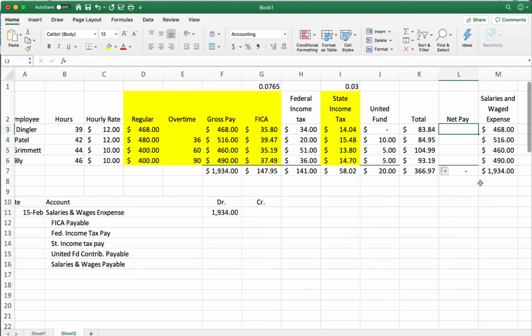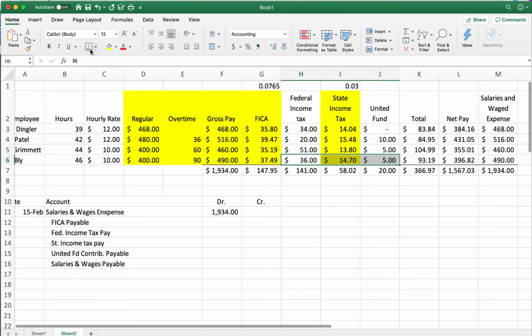All right. Now I got to figure out the net pay. So to figure out net pay, super easy. Take my gross, subtract out my total deductions. And I'm just going to click and drag down. Okay. So now I have my totals, right? I auto sum the entire column, because now I know exactly what my payables are, right?